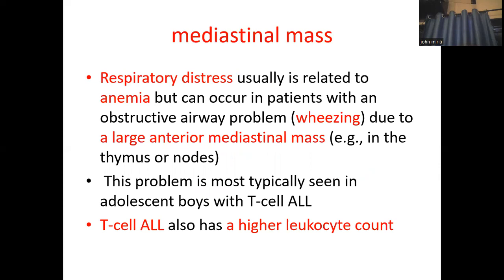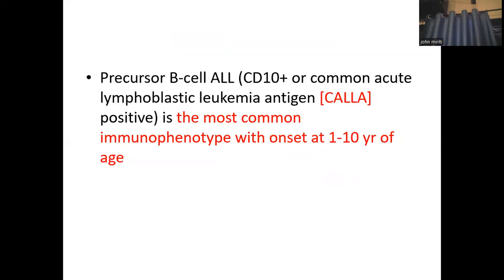So this problem is mostly seen in adolescent boys with T cell acute lymphoid leukemia. So the T lymphocyte related acute lymphoid leukemia in boys is more related with the mediastinal mass. And you remember from our discussion that B precursor cells are the most commonly associated with this type of acute lymphoid leukemia. T cell acute lymphoid leukemia is also known for a higher leukocyte count. So the precursor B cell, which is CD10 positive or common acute lymphoblastic leukemia antigen CALLA positive, is the most common type.